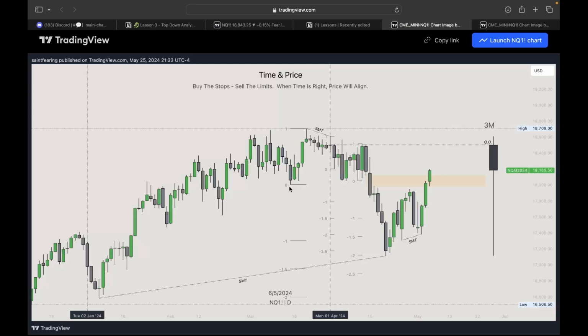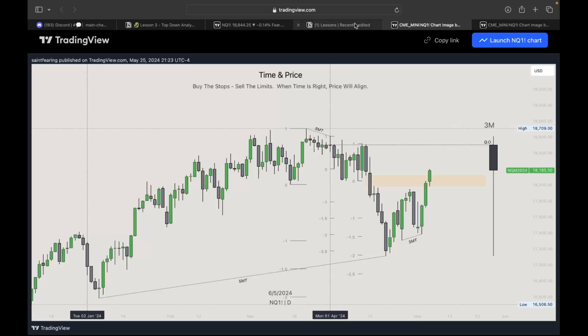Whereas this manipulation leg from all-time highs, you might think, hey, this is the highest manipulation leg, it's the most clear. Why would we not come down and respect it? We have sell side right here.